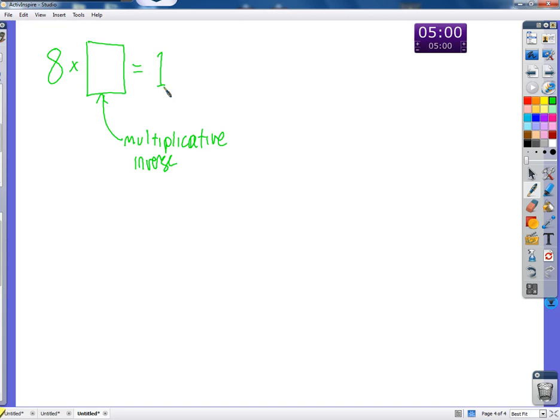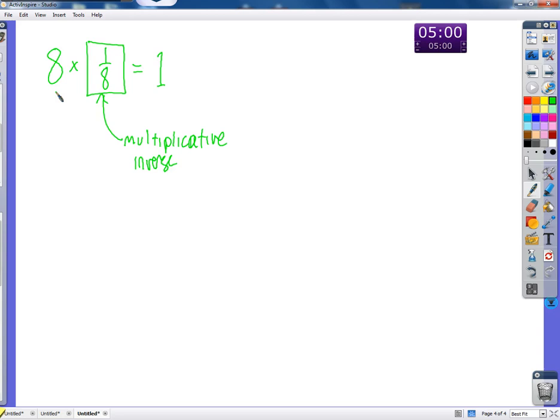If it helps, you can think of 8 as 8 over 1. What would you multiply 8 over 1 by to get 1? 1 over 8. Because we could write 8 as a fraction, 8 over 1. We can multiply straight across, and we get 8 over 8. 8 multiplied by 1/8 is the same as divided by 8. 8 divided by 8 is 1.